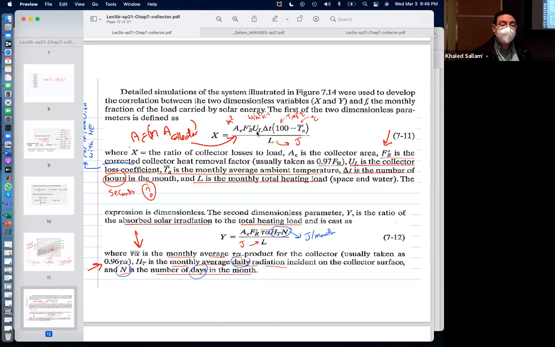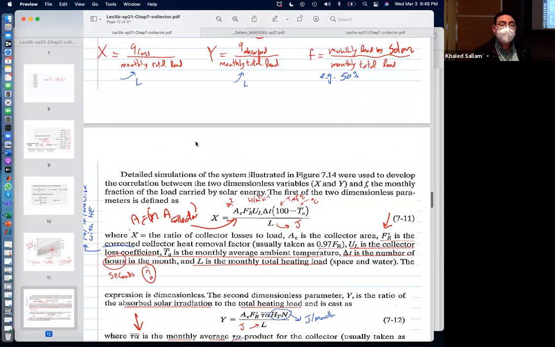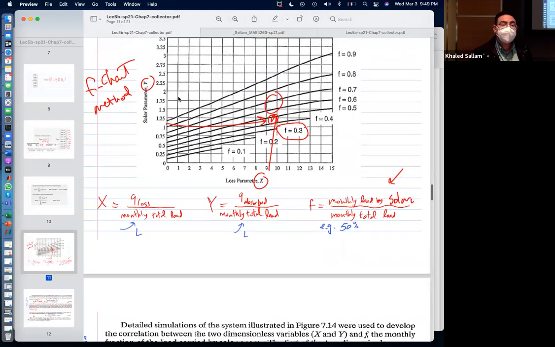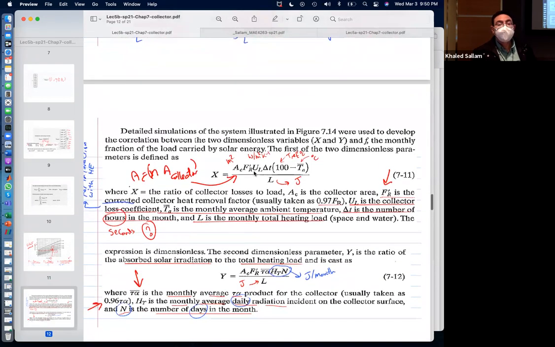The other important thing you need to realize is that the numerator and the denominator need to have the same units, because this X is dimensionless and this Y is dimensionless. Okay, so when you say 10, that means the loss is 10 times the monthly load. When you say 2, that means Q absorbed is twice the monthly load. So it has to be dimensionless.